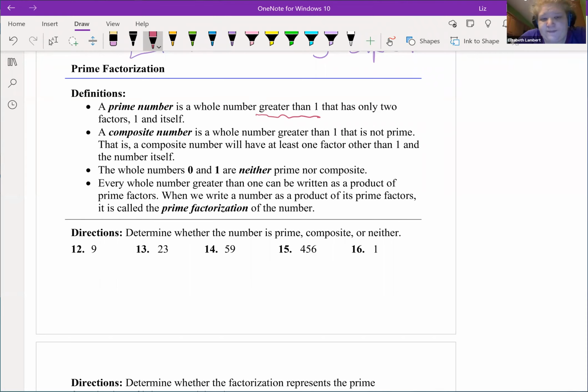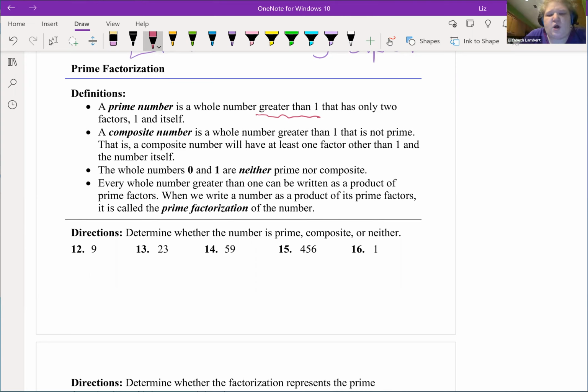Now, a composite number is a whole number greater than 1 that's not prime. I know that's like a cop-out answer, but it is a number that will have at least one factor other than 1 and the number itself, meaning there's a whole number between 1 and the number itself that will divide nicely into the number itself. Which means a composite number can be broken down into prime factors, because if they're not prime, they're composite, and then you can break them down again. So eventually that breakdown has to stop at prime numbers, because if it could keep going, we'd keep going, but eventually it has to stop.